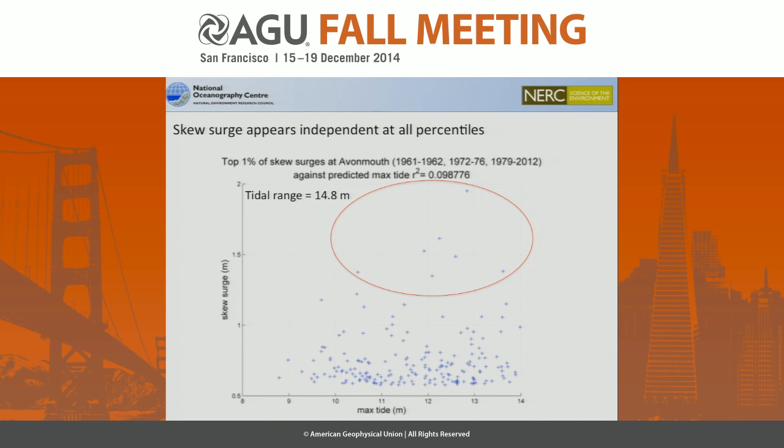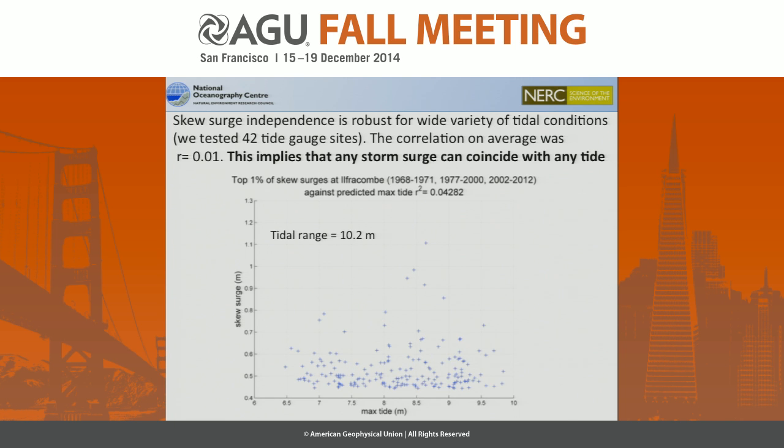So no matter what tail assumptions you make, we still return to this independence. Here's another one, again from the same western part of the UK. The tidal range here is 10 metres. So again, for a large tidal range, we're seeing independence. And we find this all around the UK.